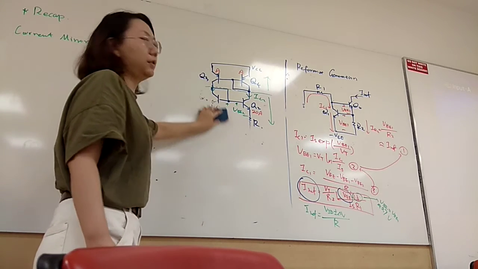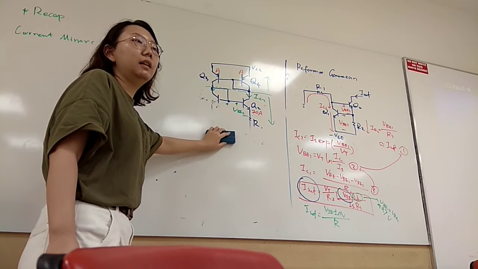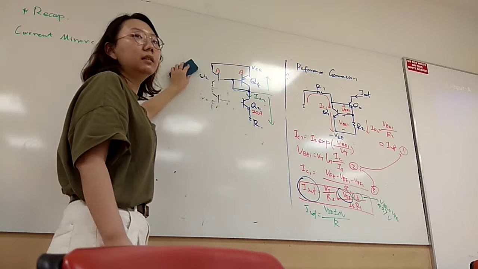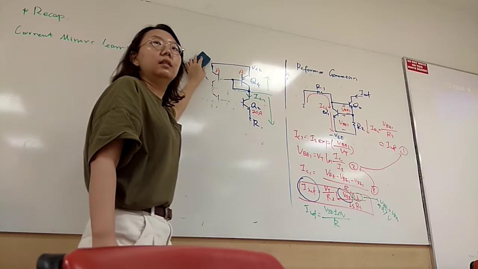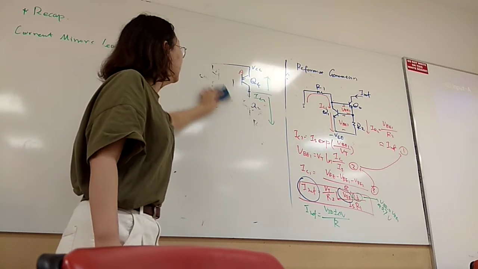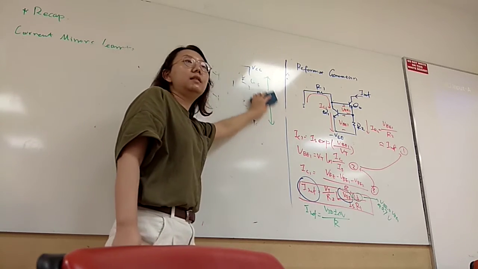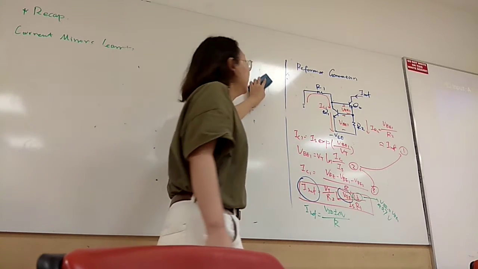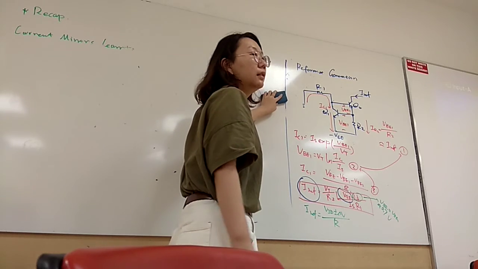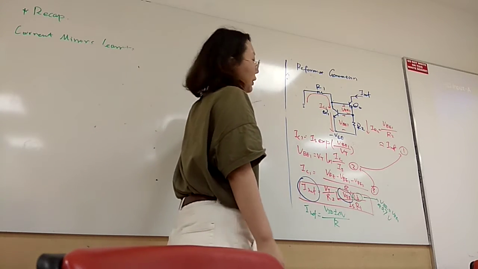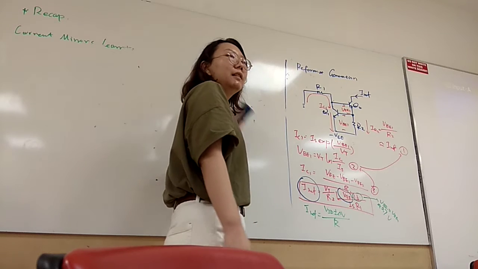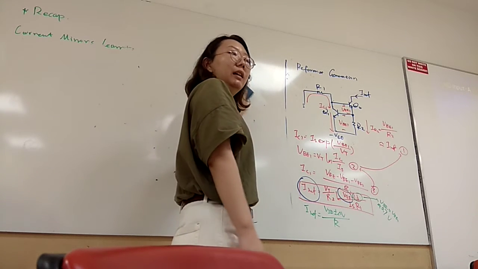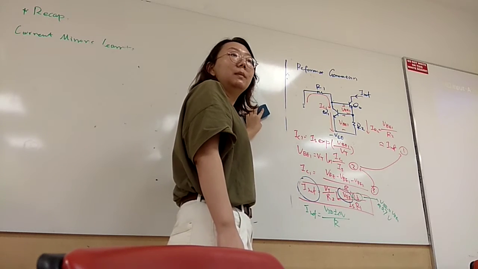We derived the transfer function before, right? It's the output over input, which is your gain. Small signal, so it basically is your amplifier, right? You need the transfer function for an amplifier. Why? Because you need to know the gain.